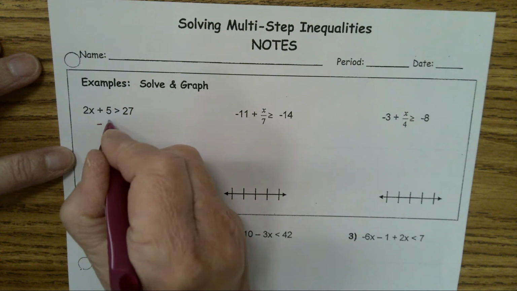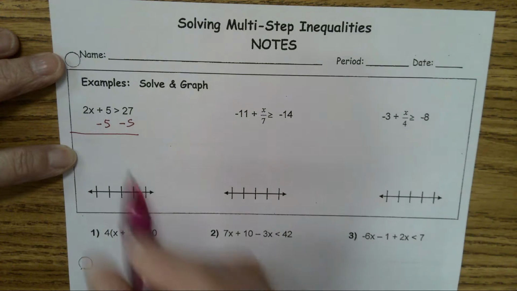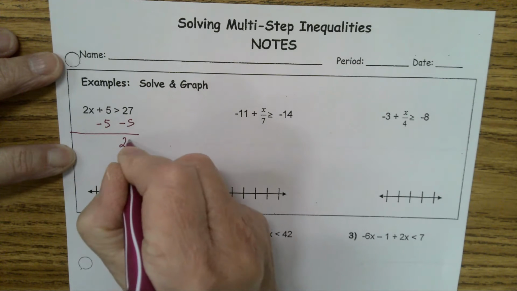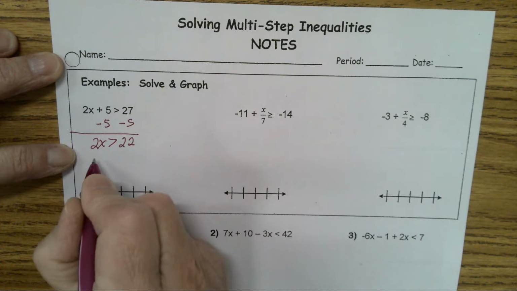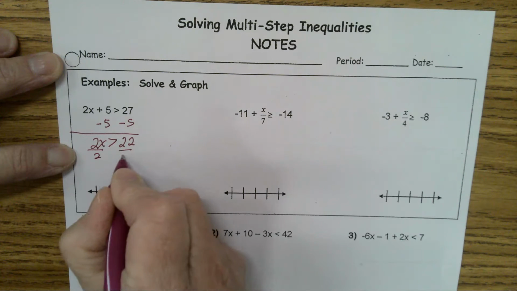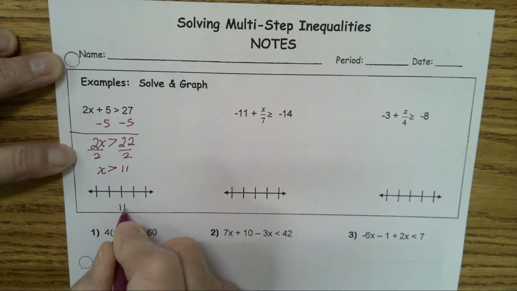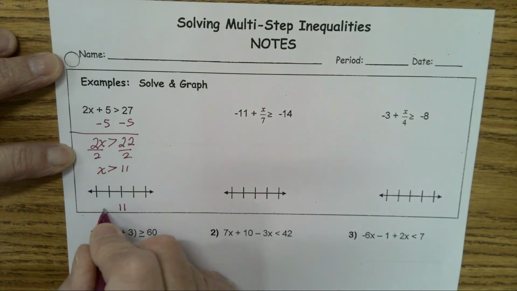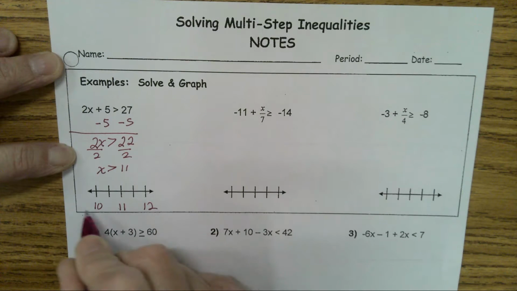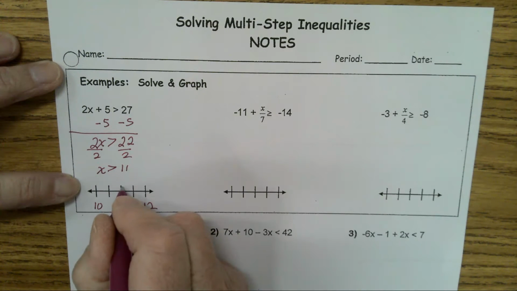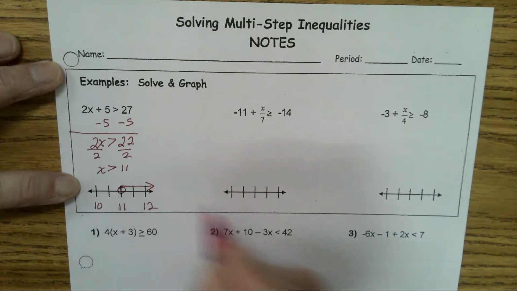Minus 5. This is like what we were doing yesterday. This is just a 2-step. You get 22. 2x is greater than 22. Divide by 2. X is greater than 11. You put 11 in the middle. 10, 11, 12. The big numbers to the right, little numbers to the left. Open circle, x has the big end, it goes to the right.